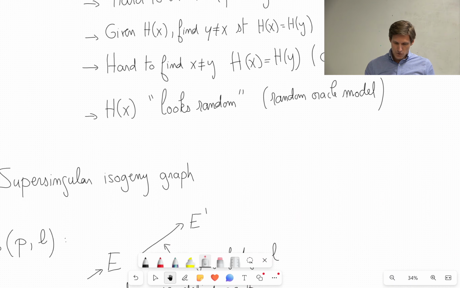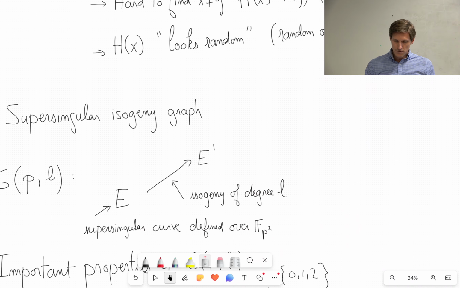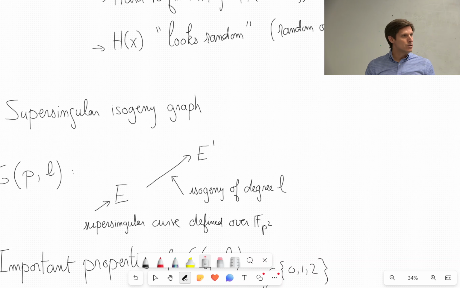So that's what we're going to talk about, collision resistance. But first, how do we construct an isogeny from supersingular curves?